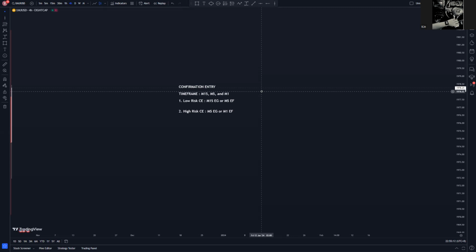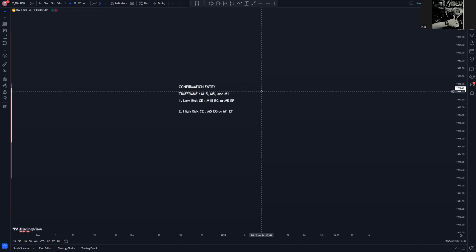It's like me dancing with the chart. When the price went up, I had my buy. When the price went down, I had my sell. If you ask me what my favorite is, there is no favorite confirmation entry, because this is subjective. Sometimes I use M15 EG, sometimes M5 EF, M5 EG, M1 EF. It depends.